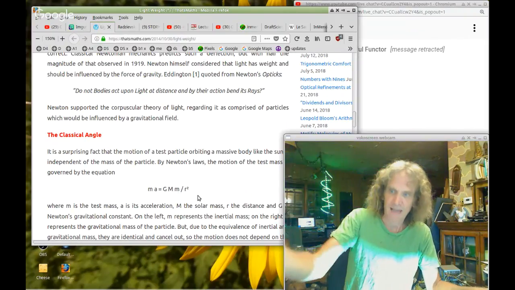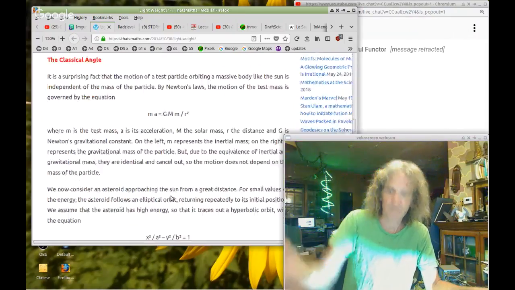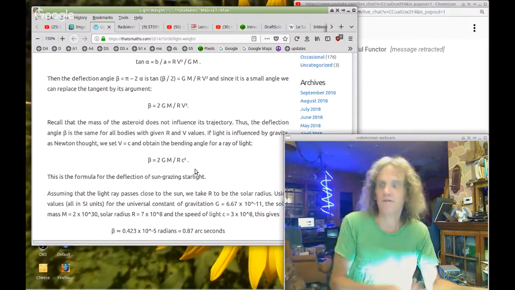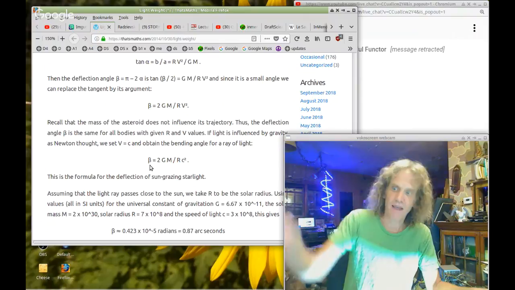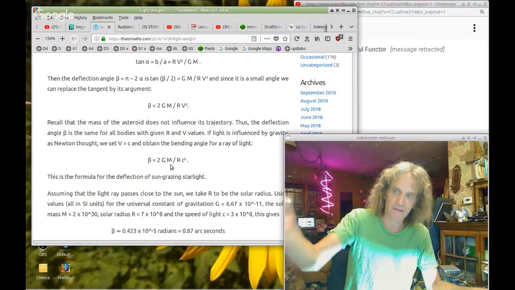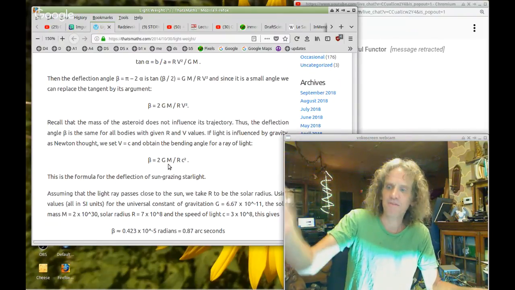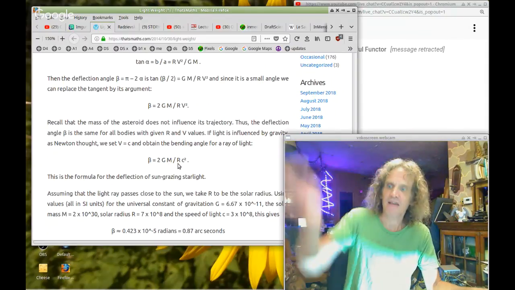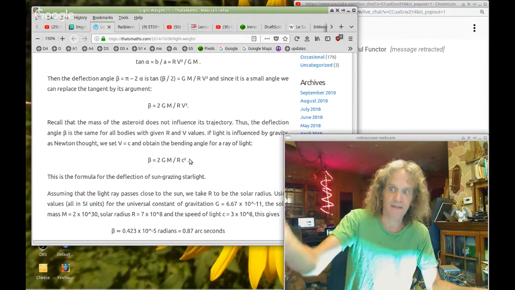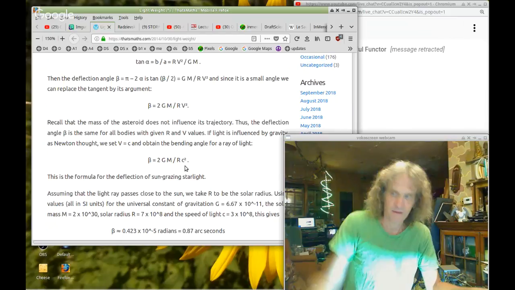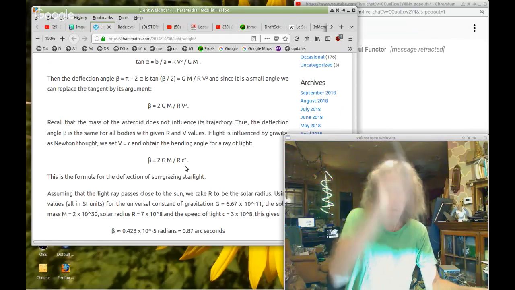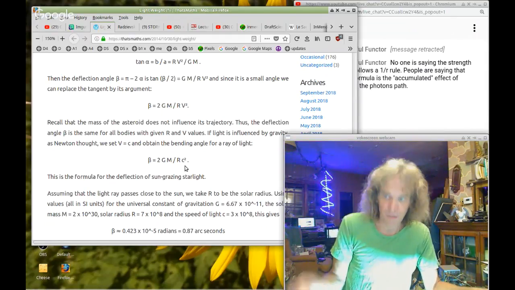And that derives down to 2GM. We'll get to the 2 part later. And this is the equation that's still used. So the angle of deflection will equal 2 times the gravitational constant times the mass of the big object, the sun, over the distance from the center of the sun times the speed of the object's velocity squared, and in this case, c squared. And that's the formula for understanding the ellipse that you'll create if you were to create an orbit.